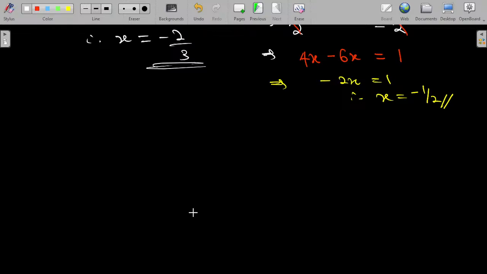Okay, so we move on now to number 21. You are given 7 raised to the power of x plus 2, divided by 9 raised to the power of x plus 1, is equal to 3 raised to the power of 2x. Okay, we are looking for x again.